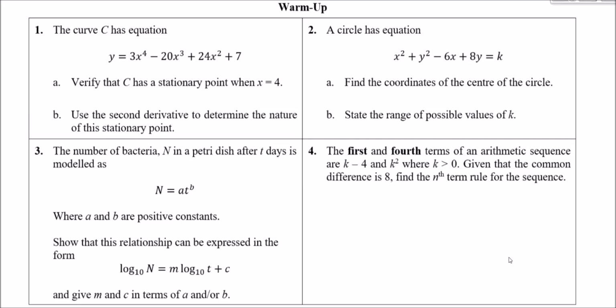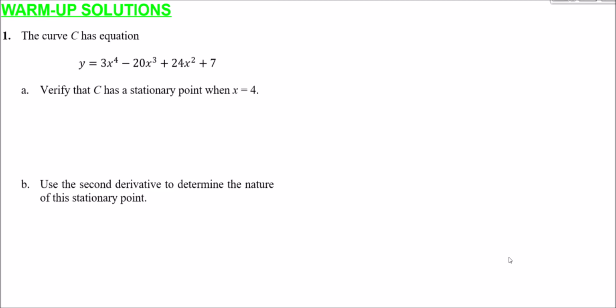So let's have a look then together at warm-up question 1. We've got this curve, capital C, with this equation here, and we need to verify that C has a stationary point when x equals 4. So this is a throwback to what stationary points are and how you find them. First of all, what we need to recall is a stationary point implies that dy by dx equals 0 at that point.